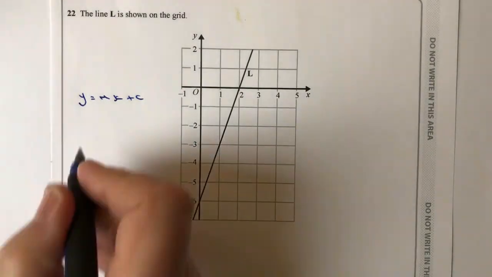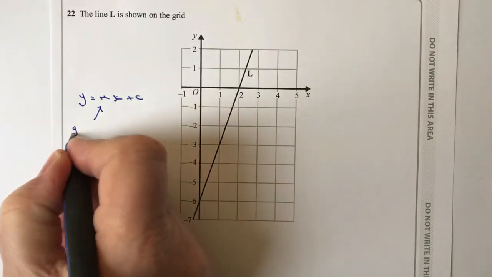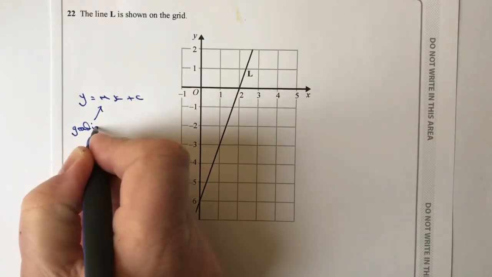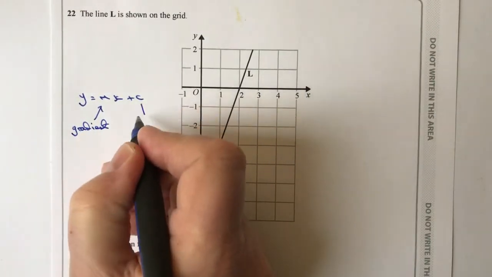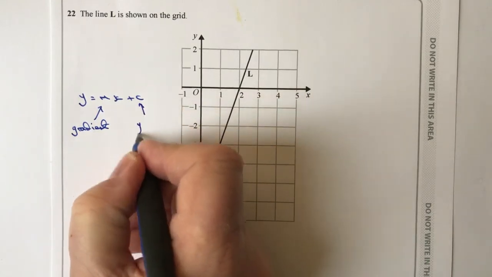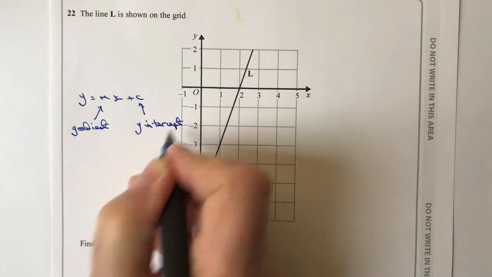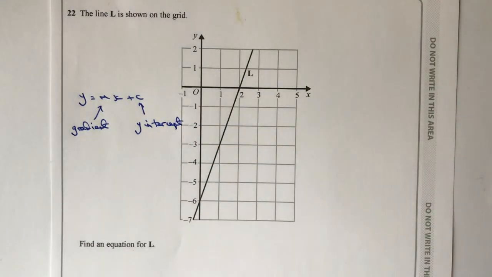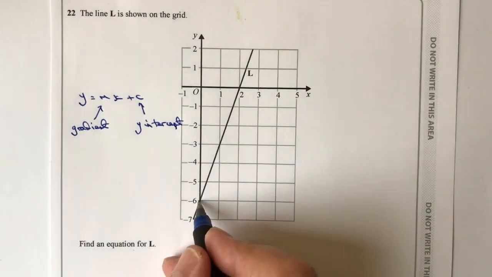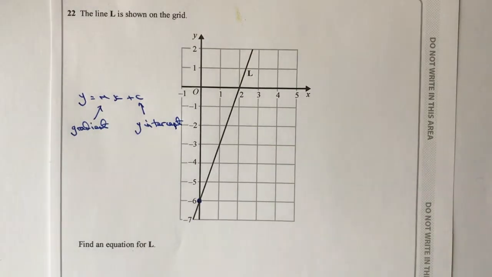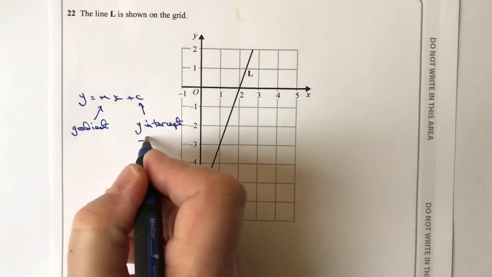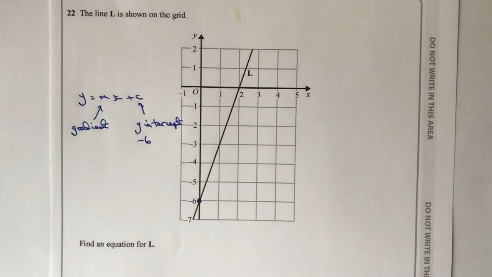Well, m really is the gradient, and c is what we call the y-intercept. In this particular question, c is relatively easy because we can look at this and see that it actually crosses the y-axis at that point, so I know that the y-intercept is -6. The next thing I need to do is figure out the gradient.